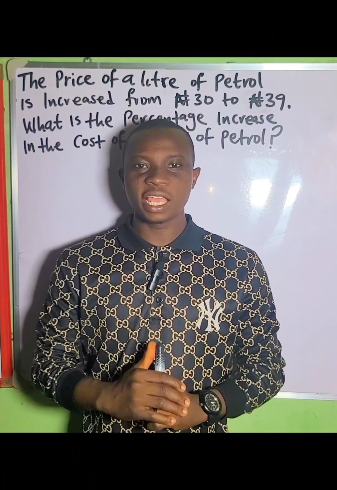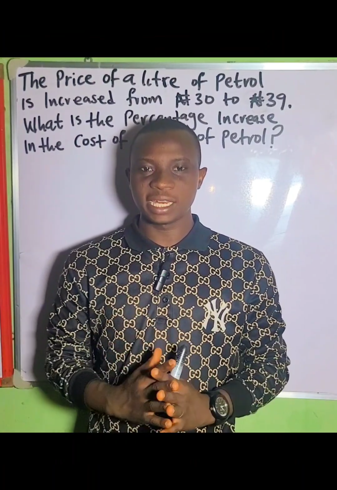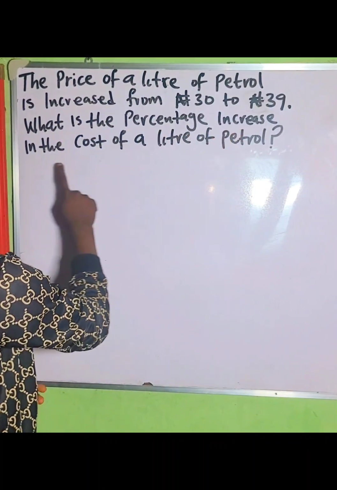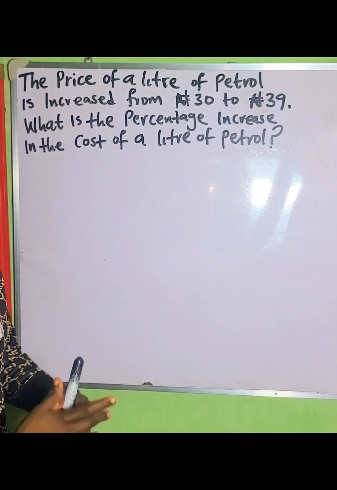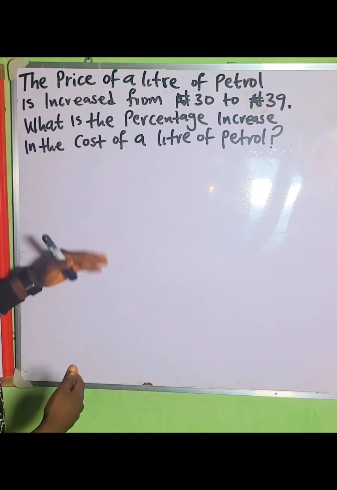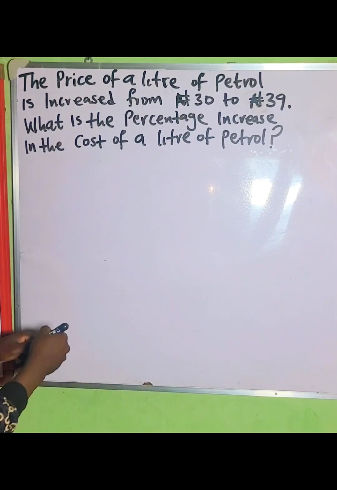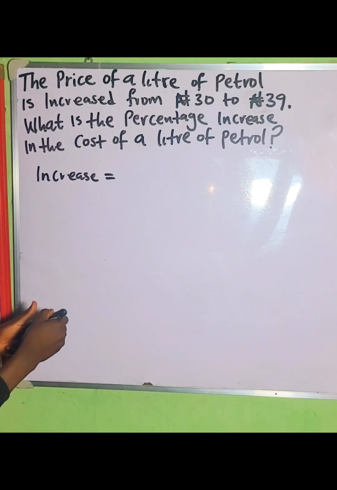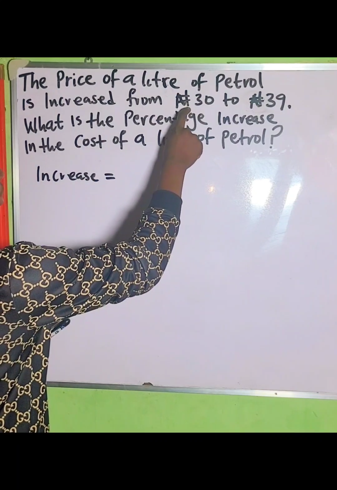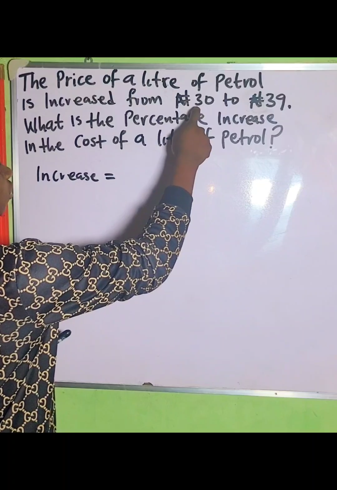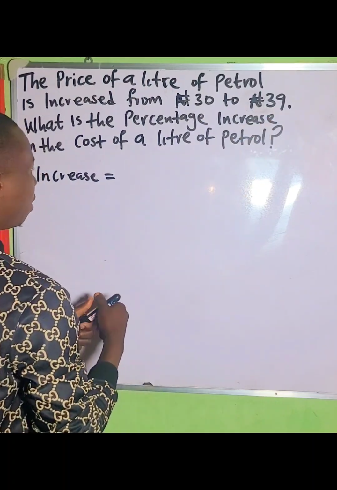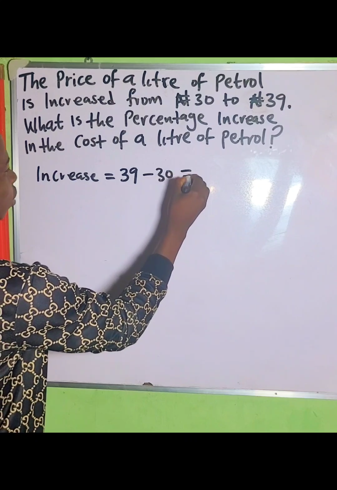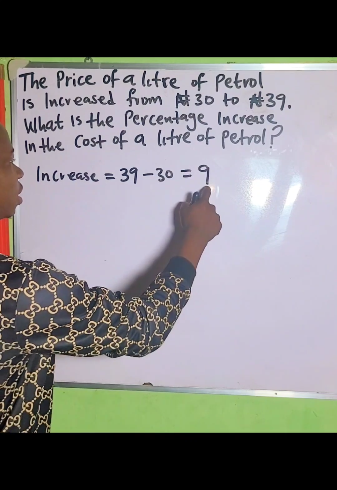The price of a liter of petrol is increased from 30 naira to 39 naira. Then, what is the percentage increase in the cost of a liter of petrol? Now, to calculate the percentage increase, the first thing we need to do is to find the increase. As you can see from the question, the original price is 30 naira. Then it increased from this 30 naira to 39 naira. So the increase is going to be 39 minus 30 naira, which is going to give us 9 naira. So this is the increase.